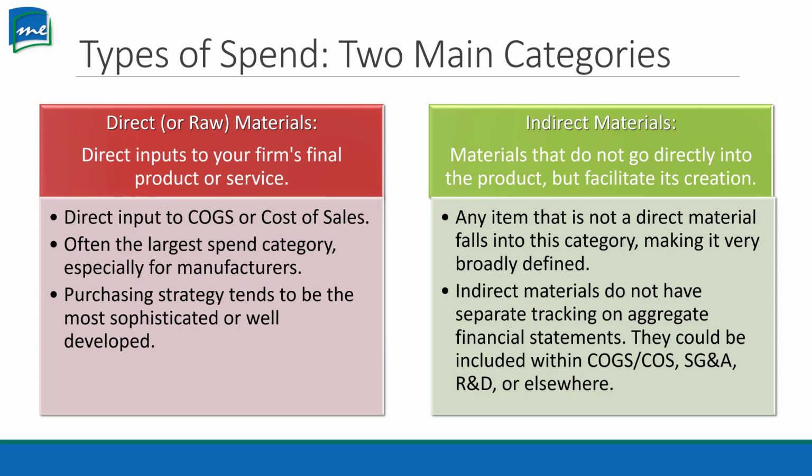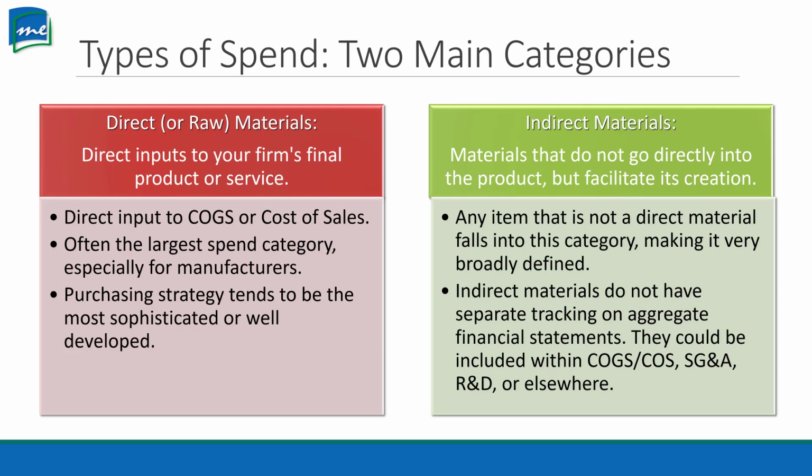So they're often your largest spend category, especially if you're a manufacturer. Think about it. If you're manufacturing a computer, you're probably going to be spending most of your money on the electronics that go into the computer. If you're a manufacturer of furniture, wood might be your largest spend category.